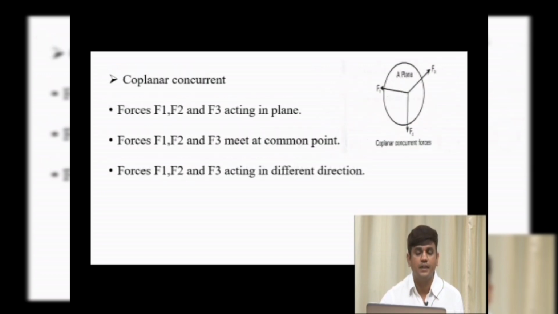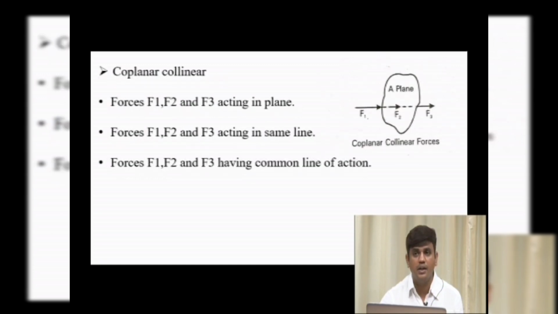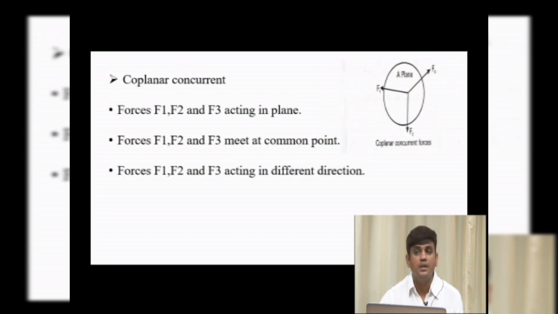Coplanar concurrent, the second one. As I told you, F1, F2, F3 act in the same plane. Second, F1, F2, F3 meet at a common point, and they act in different directions. You can observe the common point there. The difference between collinear and concurrent: collinear has a common line of action and acts in the same line. Here all the forces meet at a common point, and you can see the different directions.